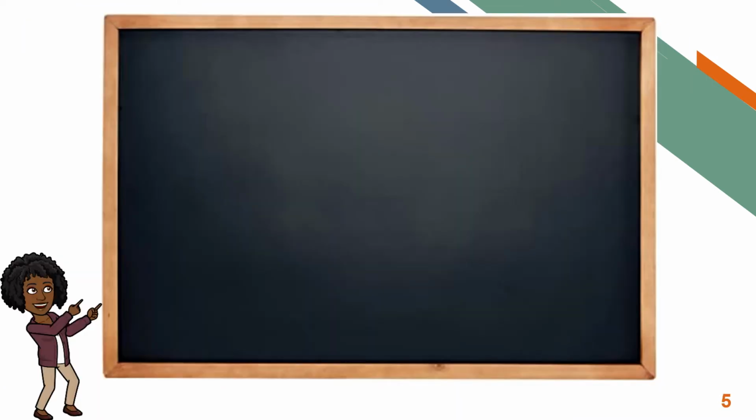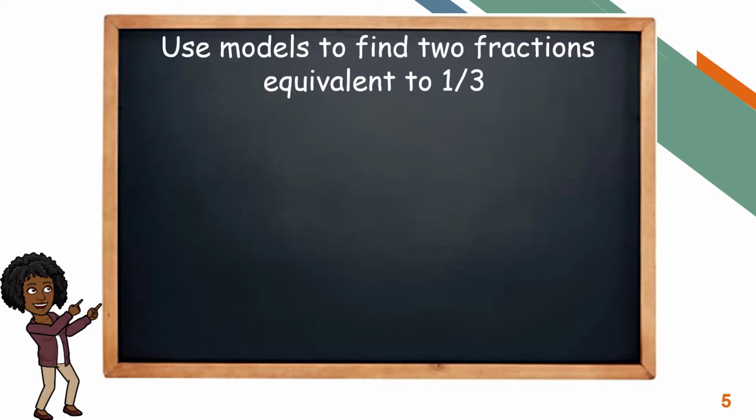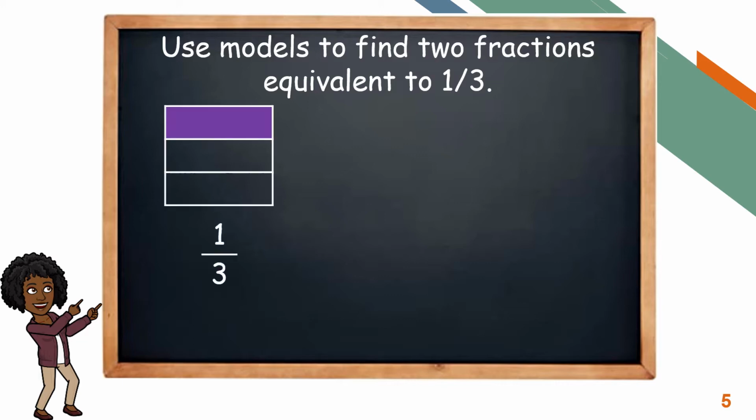So let's see how this works. I'm going to show you how we use models to find 2 fractions equivalent to 1/3. First, I model 1/3 using a grid by drawing a rectangle divided into 3 equal parts and shading 1 part. Then, I'm going to add a vertical line down the middle of the model so that it is divided into 6 equal parts. But the same area of the whole is shaded.